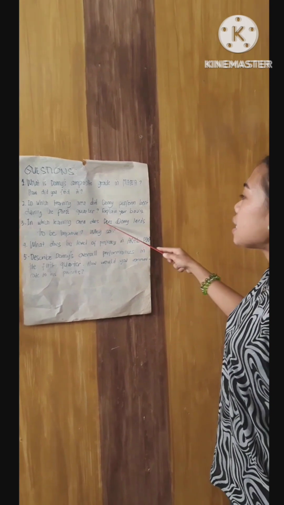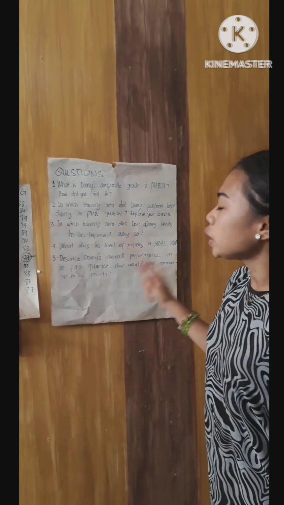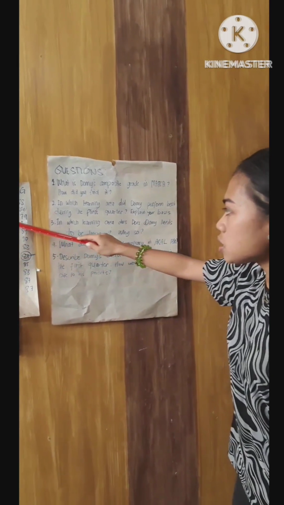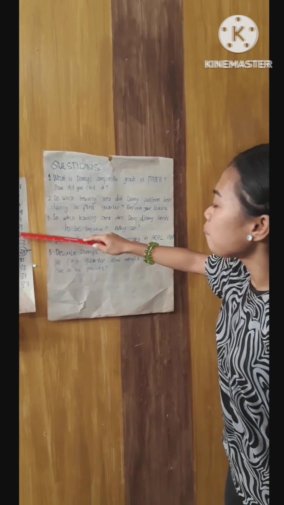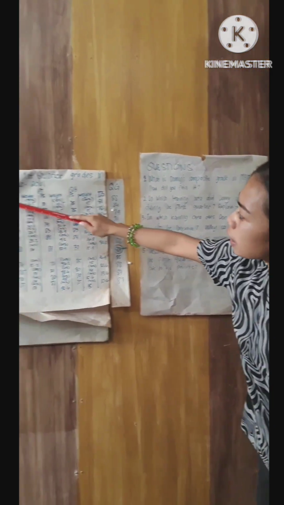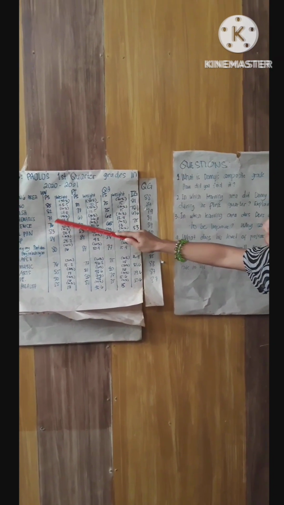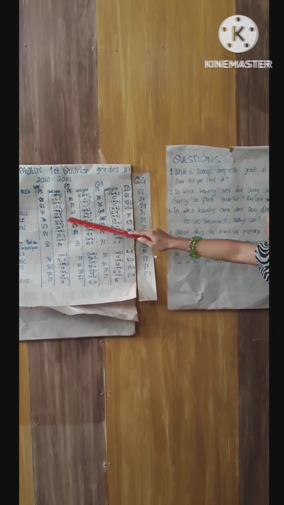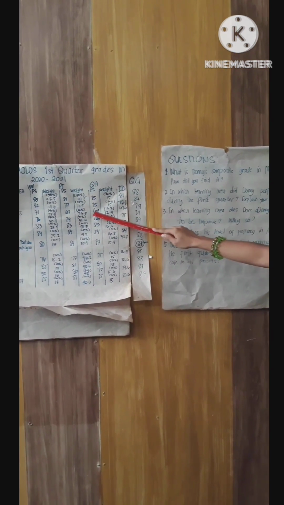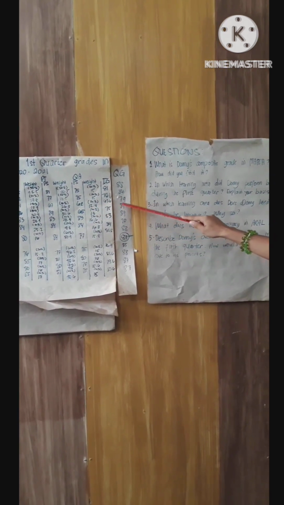Number 3. In which learning area does Donnie need to improve? Why so? Donnie needs to improve in the learning area of mathematics because in mathematics, he got the transmitted grade of 79. Because in his written work, he got the percentage score of 71. He got the percentage score in performance task, which is 67. And in quarterly assessment, he got a percentage score of 62, with a total of 79.